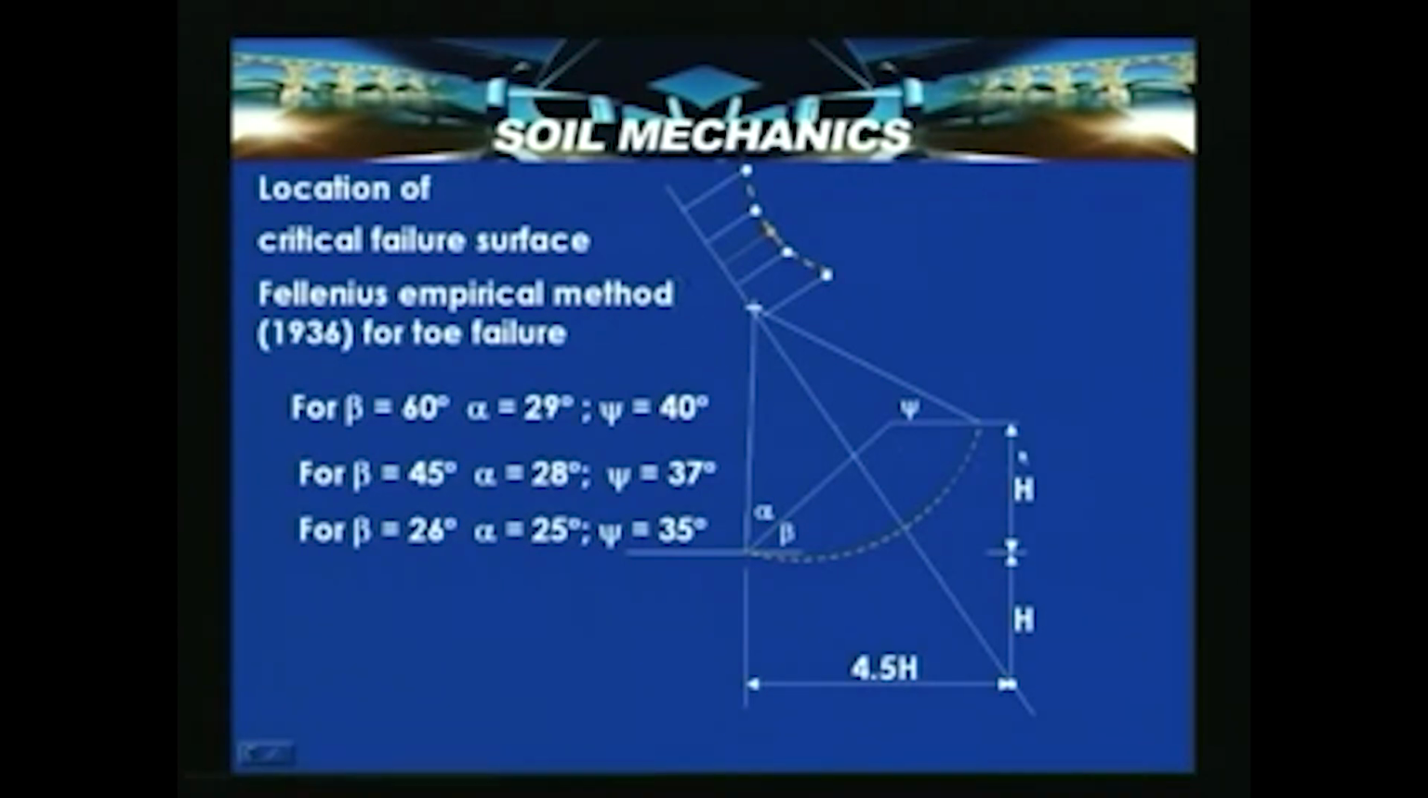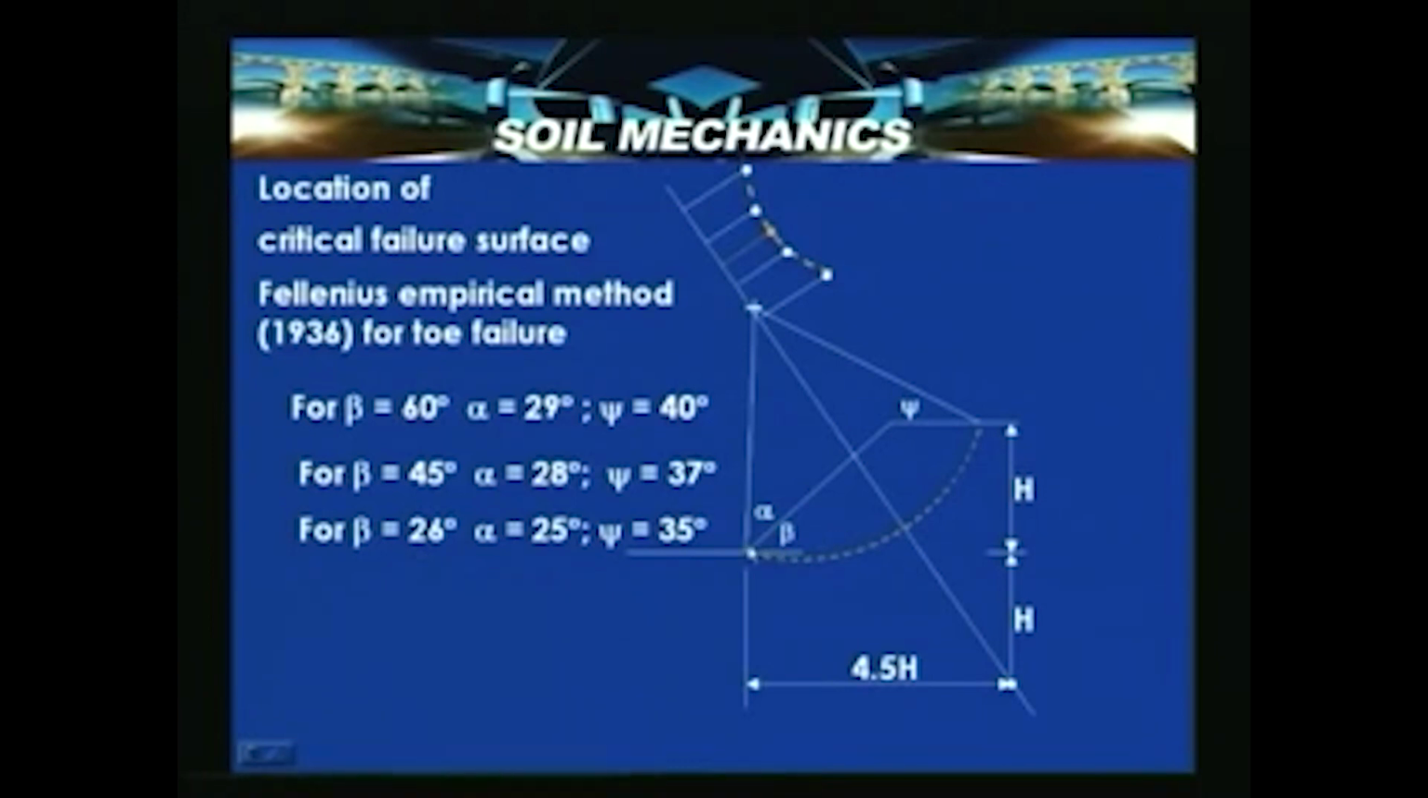In this empirical method, for beta equal to 60 degrees, alpha is equal to 29 degrees, psi is equal to 40 degrees. With that we can locate this particular point, and that is one of the critical failures. With that we can draw a circle. Similarly, for beta equal to 45 degrees, alpha is equal to 28 degrees. Along this line, if you draw, then we get alpha equal to 28 degrees, psi equal to 37 degrees, and beta equal to 26 degrees.